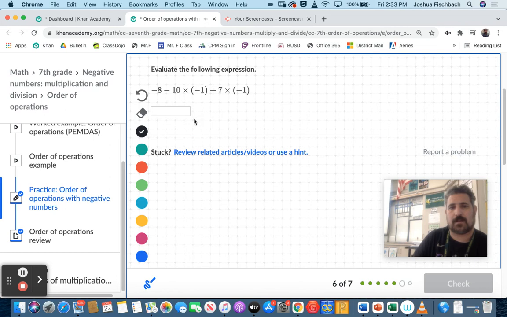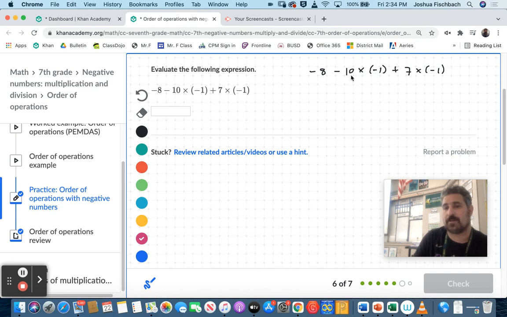Over here, we got a long kind of string of values. Let's talk it out. So you got negative 8, take away 10, times negative 1, plus 7 times negative 1. Now, remember, you multiply before you add or subtract. So I'm going to write this one out for you guys. This is negative 8, take away 10, times the quantity of negative 1, plus 7 times the quantity of negative 1. And when I write it out, I want to circle my terms.